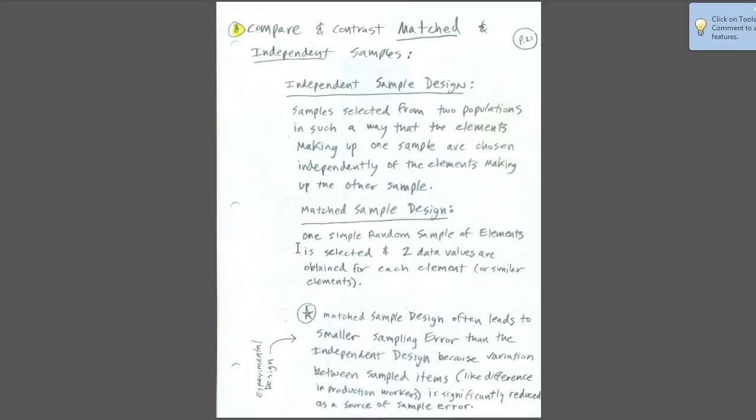A matched sample design: one simple random sample of elements is selected, meaning we select the workers, and two data values are obtained for each element. As we mentioned just a second ago, this one's written more neatly than on that other page. Matched sample design often leads to smaller sampling error than the independent design because variation between sampled items, like difference in production workers, is significantly reduced as a source of sampling error. So if you have two production methods, instead of doing two random samples, if you can get the same person to do it, it's going to make everything much easier. Now I'm going to page down and go to the next page.